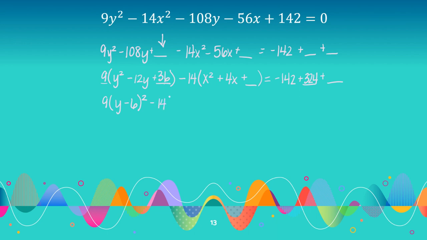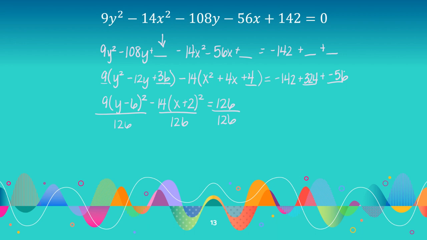I hope it does. So I'm going to come over here and complete the square again. Half of 4 is 2. 2 squared is 4, but again, I'm not going to add 4 to this side. I'm going to add 4 times negative 14, which is negative 56. And then I'm going to add all these together. So negative 142 plus 324 plus negative 56 gives me a total of 126. And then last but not least, I'm going to divide everything by 126 so that I get it equal to 1, which again is the goal, okay?